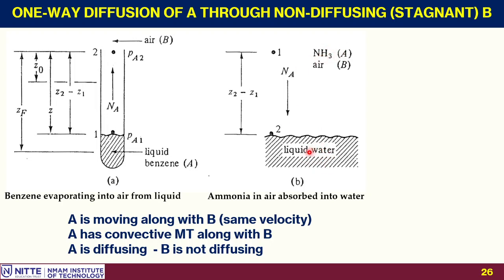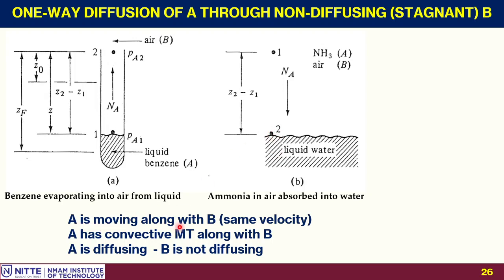Also, we'll assume that the water will not diffuse into the air mutually. So only ammonia is the one which is getting diffused into water. Now, considering this situation, you will say one-way diffusion. So we'll identify the location 1 and location 2, here location 1 and location 2.